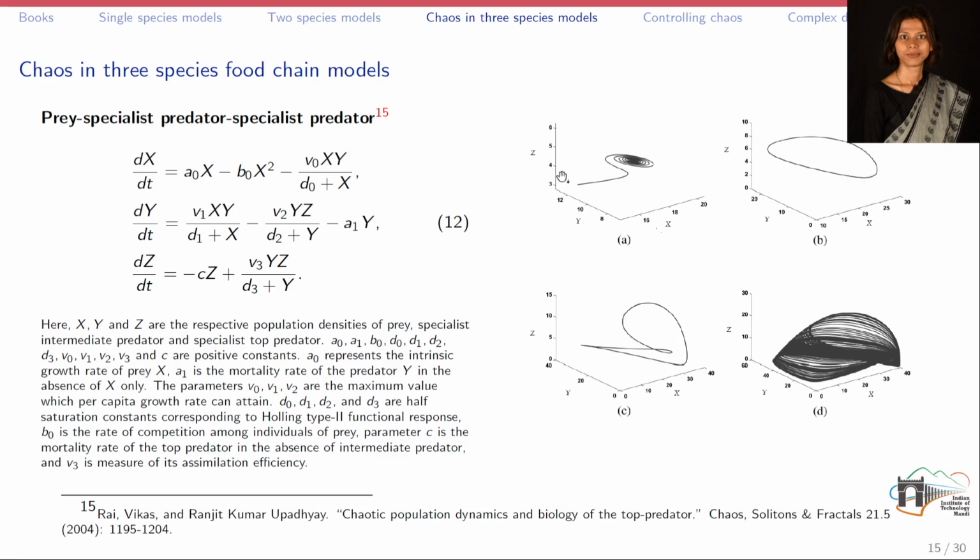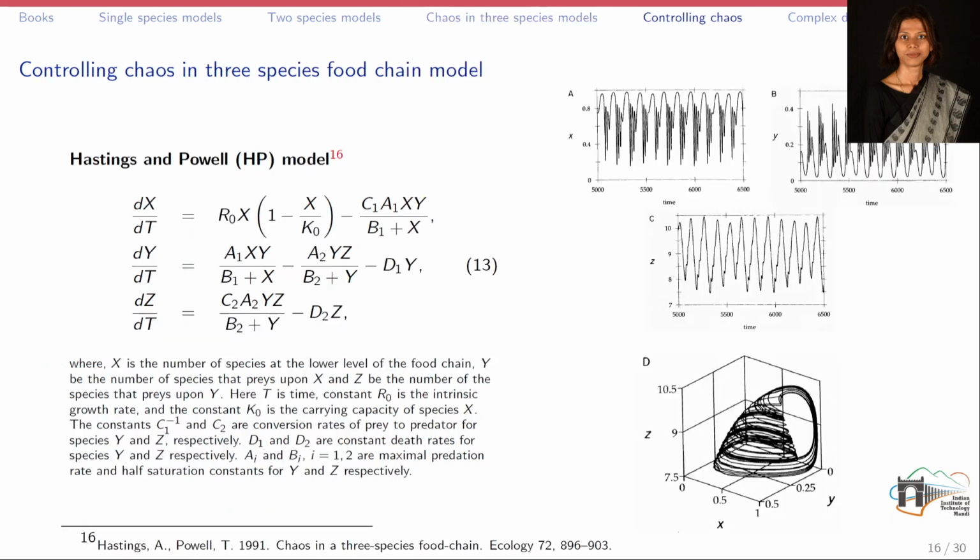So in this particular mathematical model, which is based on the intermediate predator being specialist and the top predator being specialist as well, it was seen that initially there was a stable focus, and it was a dynamically very rich model, and by changing certain parameter values a limit cycle was seen, and then a chaotic attractor was finally seen, and the route to chaos was period doubling, which is seen from this figure C. So this was another three species food chain model which is being studied in literature.